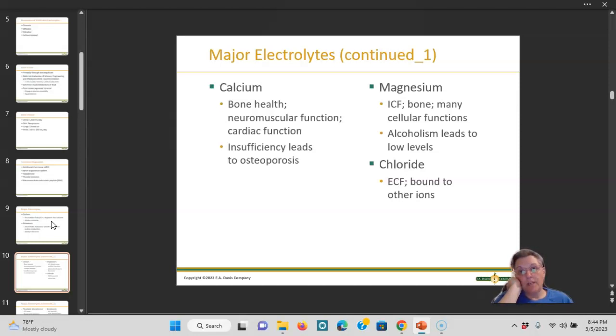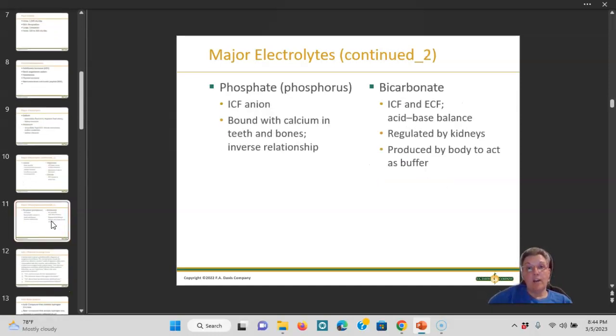And chloride is bound to other ions, including potassium chloride, sodium chloride, right? It's a strong negative ion, so it's going to attach to a positive. So magnesium chloride, almost anything can be a chloride because of the negative ion in there, and that's in the extracellular. Phosphate or phosphorus tend to be bound with calcium in teeth and bones, and it has an inverse relationship. So if you get too much calcium out of the bones, it's going to follow it. And that's in the intracellular.